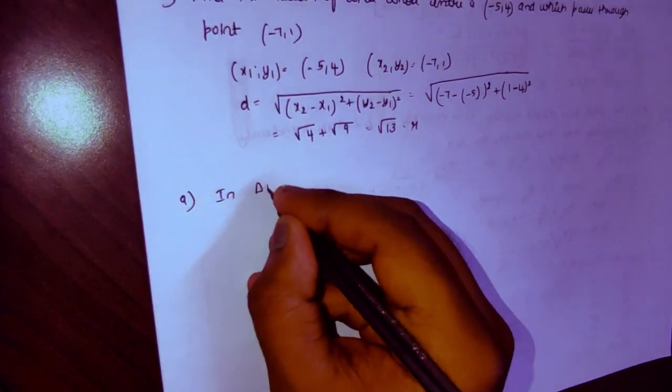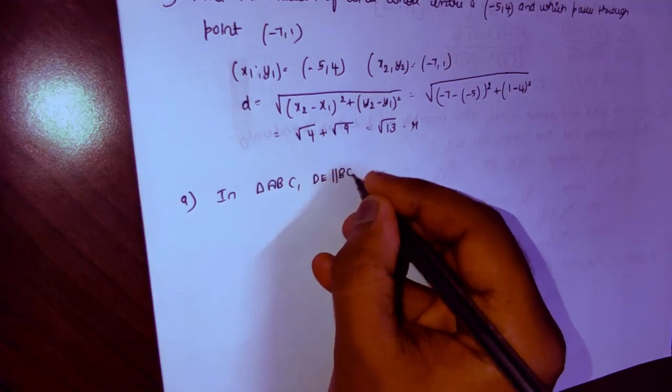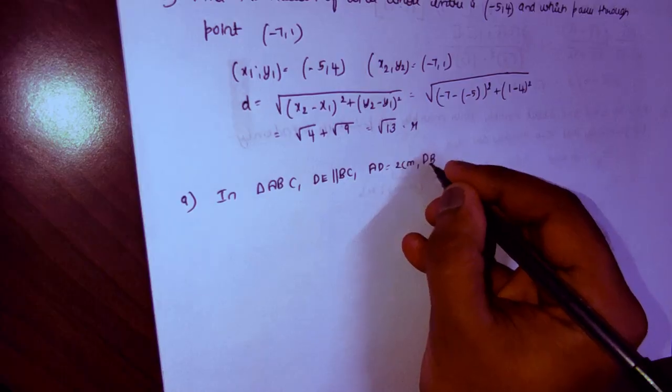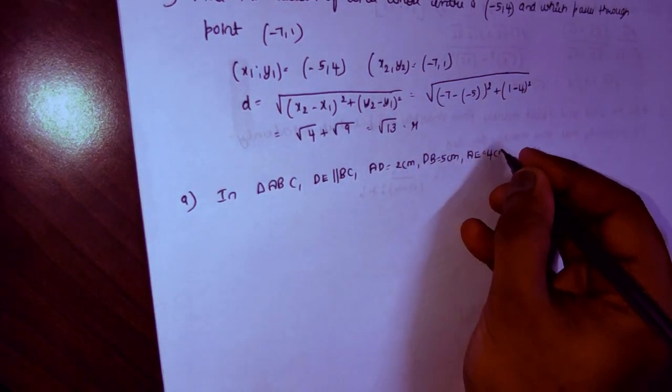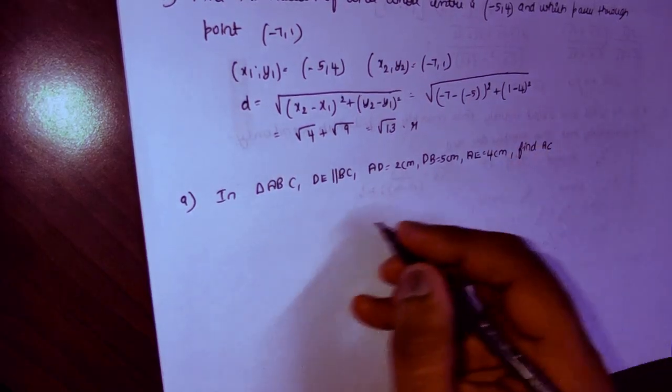In triangle ABC, DE is parallel to BC, AD is 2 cm, DB is 5 cm, AE is 4 cm. You have to find what is AC. I will draw the triangle.